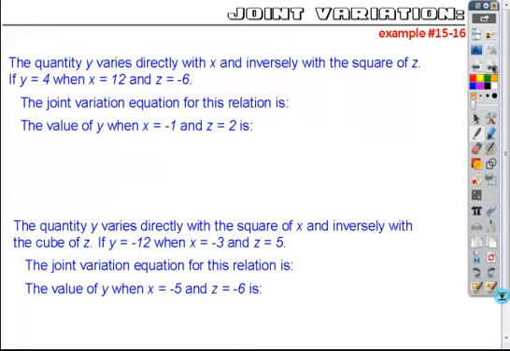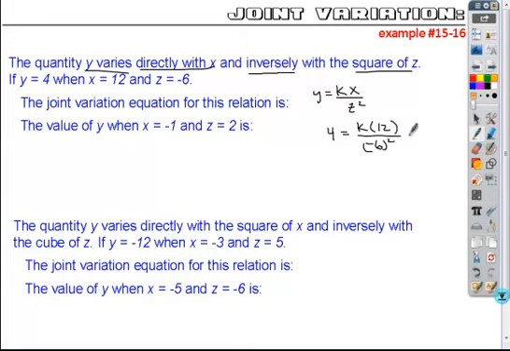All right, just because there's a couple minutes left, I'm going to go ahead and talk through these. So when you interpret this, you get y varies, so y equals k times. Directly means whatever follows is going to be a factor in the numerator, so x. Inversely means whatever follows is going to be a factor in the denominator, so the square of z. So here's my equation. I substitute in the values that I know. So 4 is equal to k times 12 times negative 6 squared. Simplify what I have.